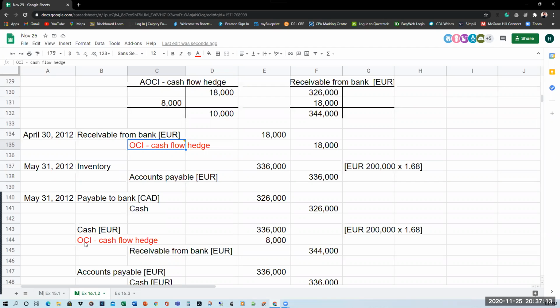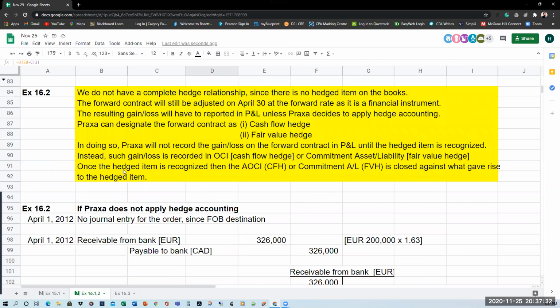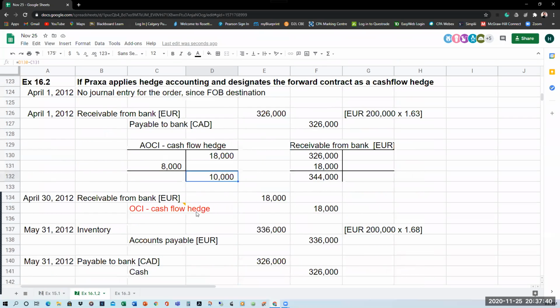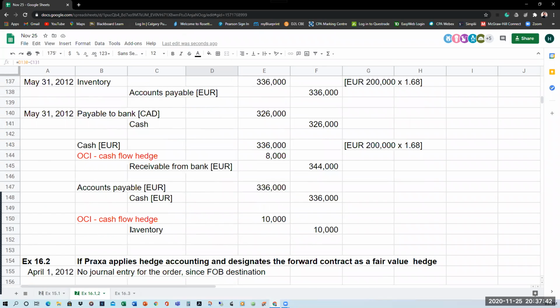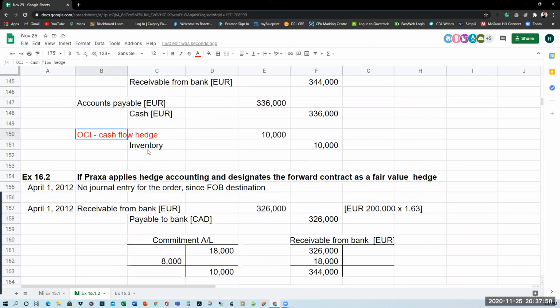And so what happens now is you'll have a balance of $10,000 in accumulated OCI for the cash flow hedge: $18,000 credit, $8,000 debit. This $10,000 net amount, once you have recognized the accounts payable in euros, you want to close against the inventory, as we said, what gave rise to it. So you would close the OCI. In order to close the OCI, you need to debit the OCI. So debit OCI, credit the inventory.